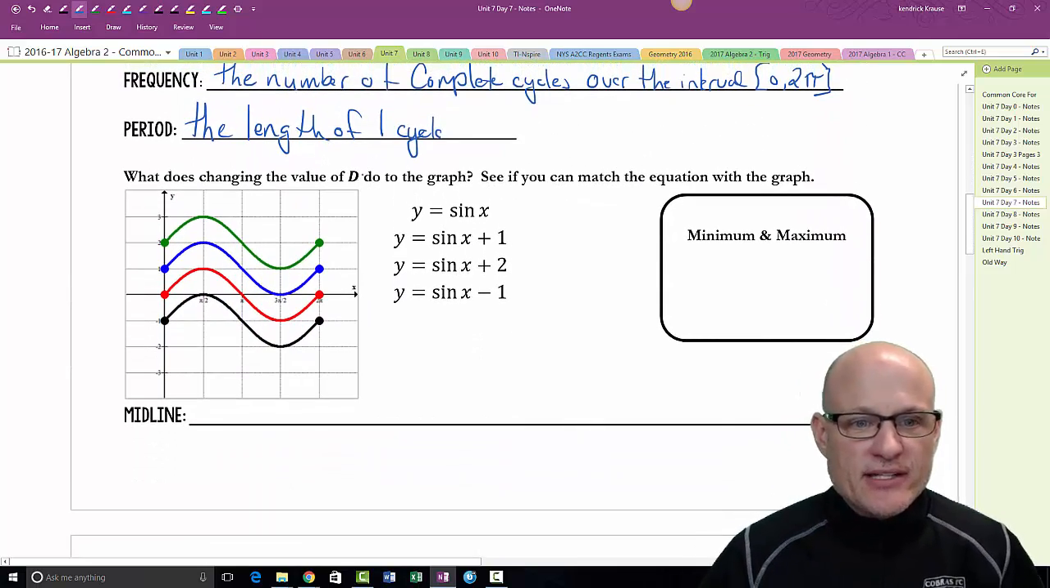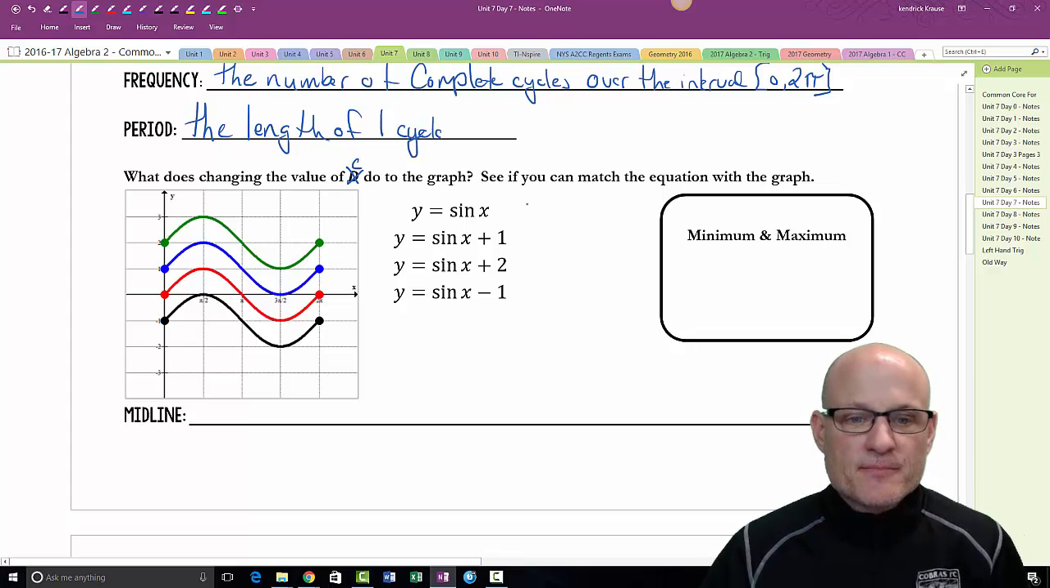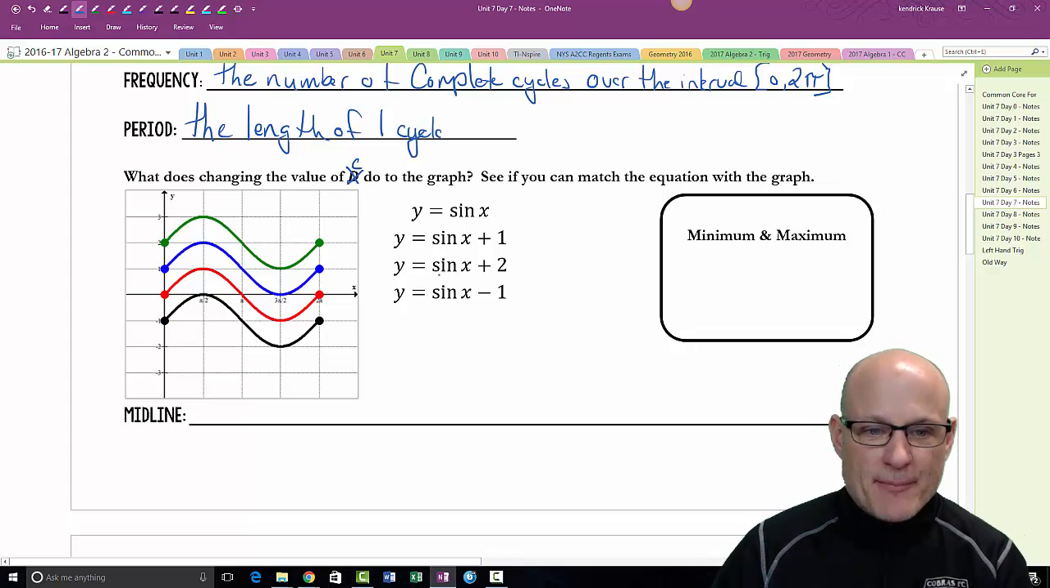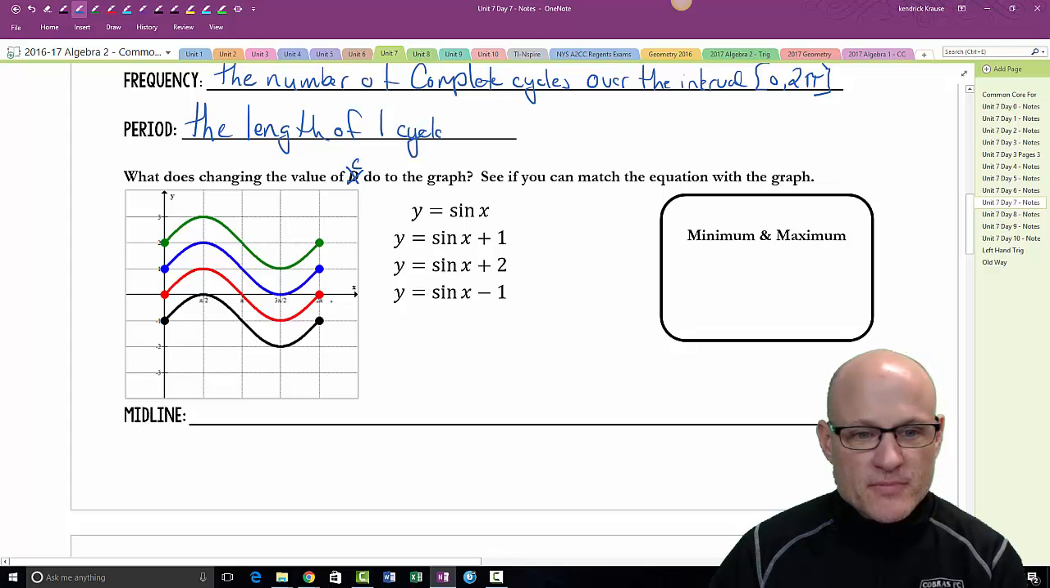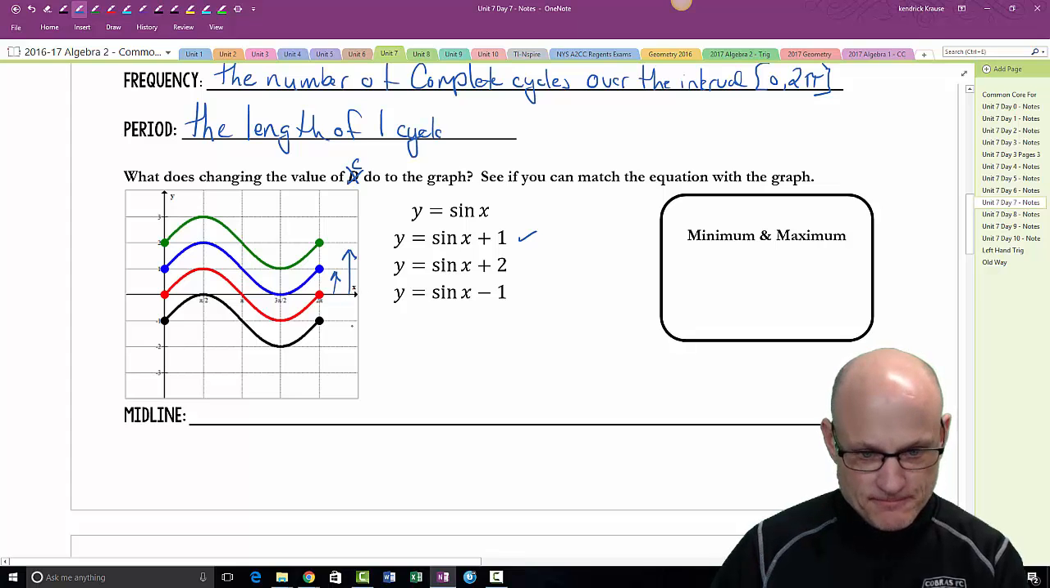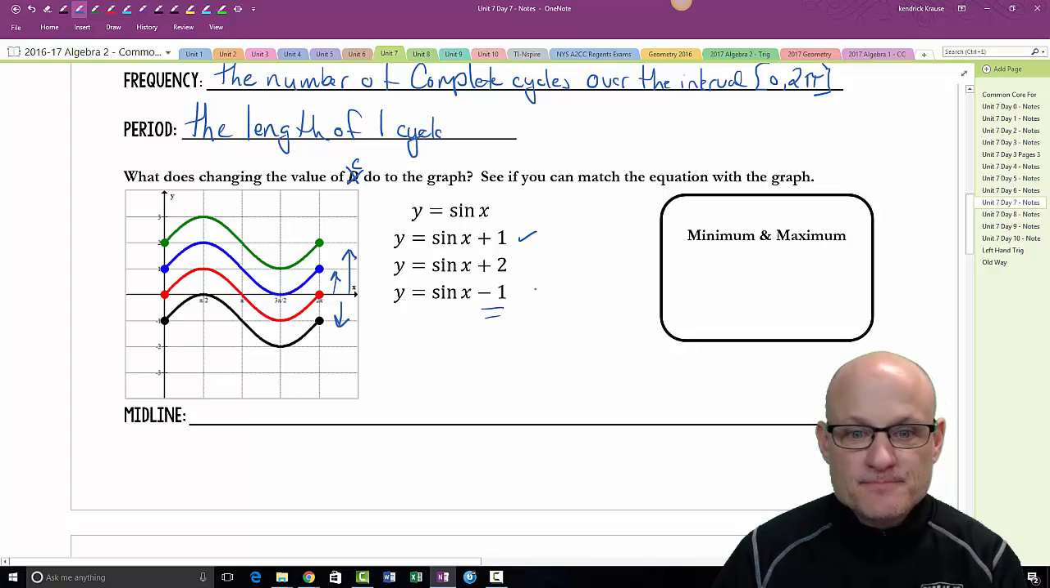I think I said D here. I think we meant C. So C, notice what's happening. The normal curve is the red one. +1 is the blue. +2 is the green. And -1 is the black.